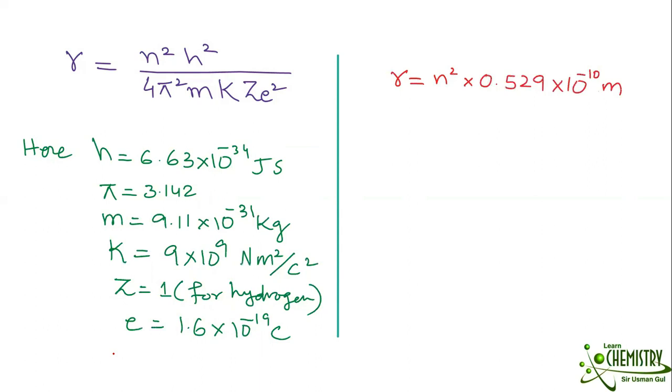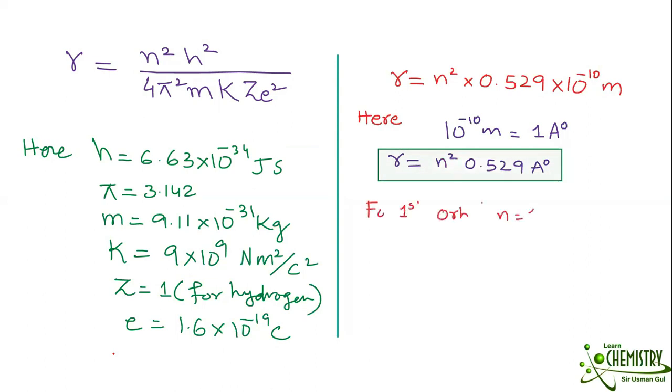You can see this is a very small value, so we can use another unit. 10 to the power minus 10 meter is equal to 1 angstrom; this is a multiple unit for length we can use here. Then our radius formula becomes r equals n square into 0.529 angstrom. This is the most simplified formula of the radius.